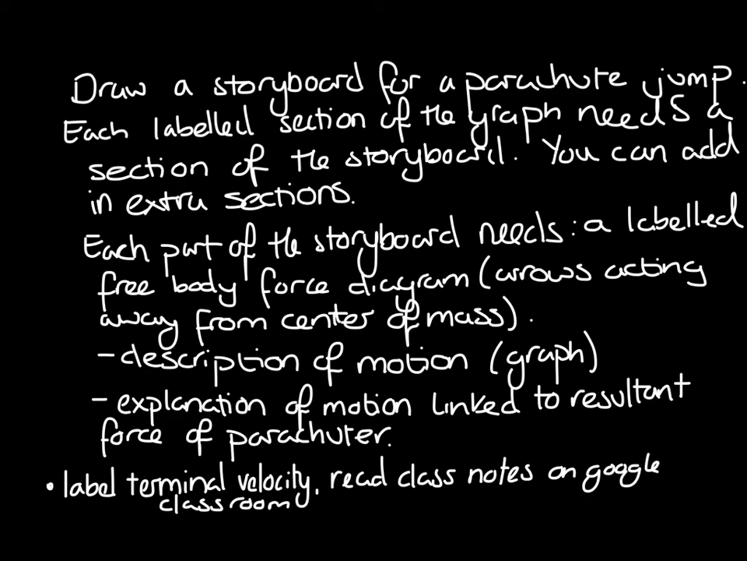You need a really brief description of the motion in the little space underneath. So that could be something as simple as constant velocity, constant acceleration, terminal velocity, and this description of the motion you should get from the velocity time graph. And then, and this is one of the most important bits, you need to explain the motion by linking it to the resultant force of the parachuter. So from the force diagrams you can see which direction the resultant force is acting in, so you know which direction the object is going to accelerate in. So you then explain the motion, linking it to the resultant force.